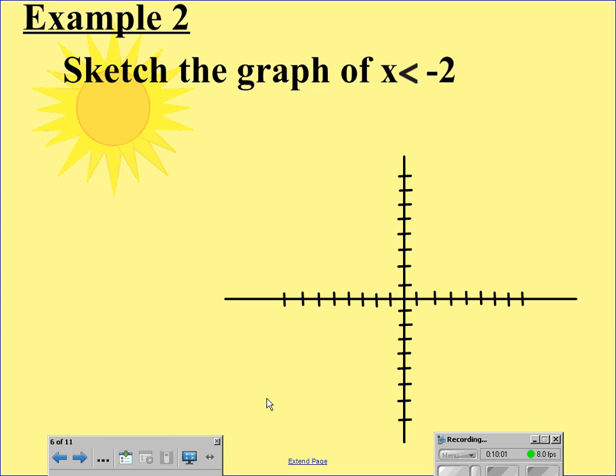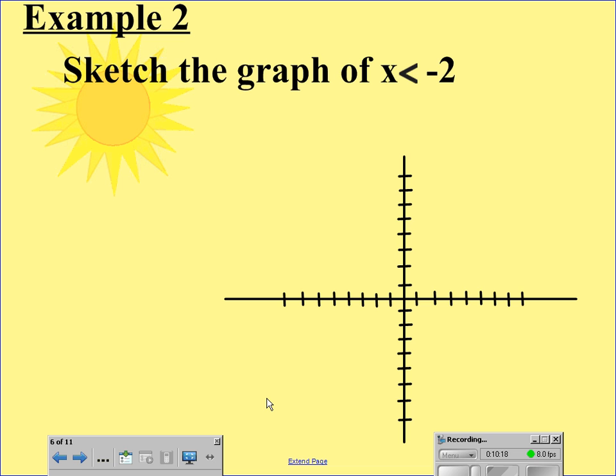Go ahead and look at example 2. It wants us to sketch the graph of x is less than negative 2. So for this one, it is not in y equals mx plus b form. This one is one of the ones we have to remember how to graph.